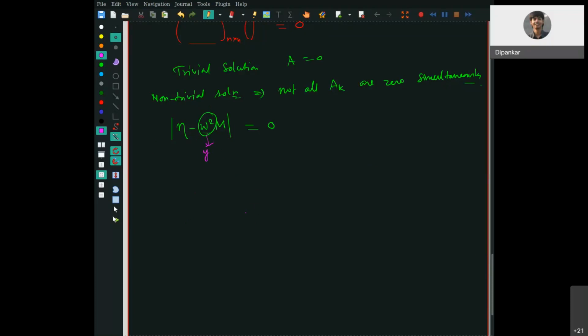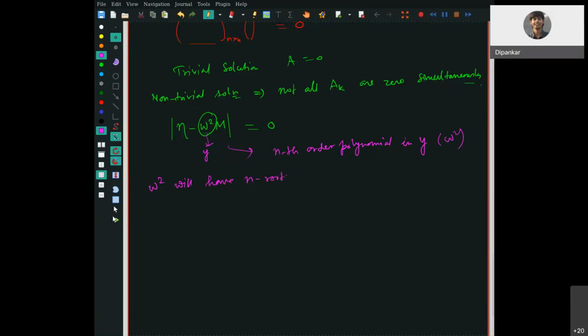and the determinant. So if you take this determinant, since this is an n cross n matrix, that would be an nth order polynomial in y. Okay. So if you expand this determinant, then that would be an nth order polynomial in y, or in omega square. Whenever I say y, I mean just omega square. Omega square is a number, remember. And that means the nth order polynomial equation that is equal to 0. So then this omega square will have n roots.